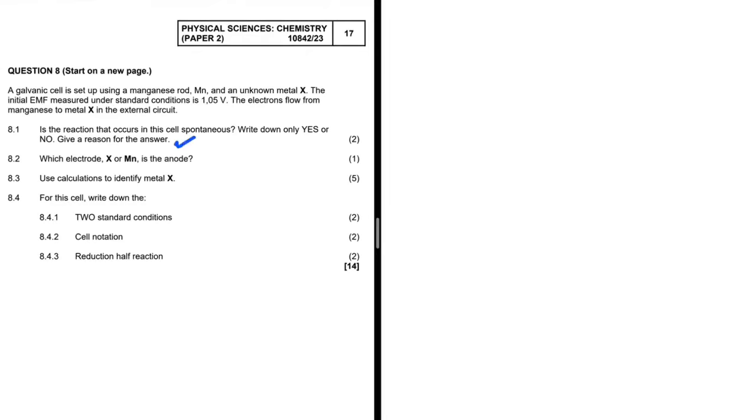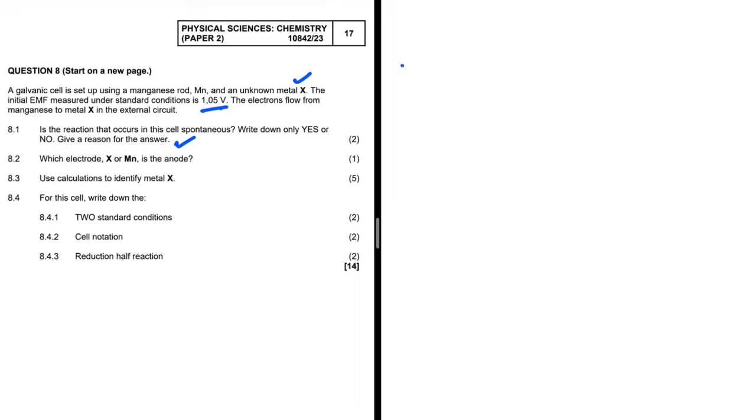That is 8.1, Prelim 2023. Let's take a look and see what is happening. So a galvanic cell is set up using Mn and an unknown metal X. The initial EMF measured under standard conditions is 1.05 volts, as we can clearly see there. The electrons flow from the Mn to metal X in the external circuit.